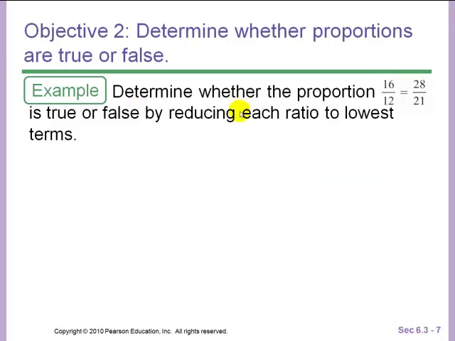Second example: determine whether the proportion 16 is to 12 as 28 is to 21 is true or false by reducing each ratio to lowest terms. Notice already that we have an improper fraction compared to an improper fraction. Little signs like that can clue you in to something not being in proportion from the beginning. If one were improper and one were proper, there's no way they're going to be equivalent. In this case, they are both improper fractions, so we should simplify both of them.